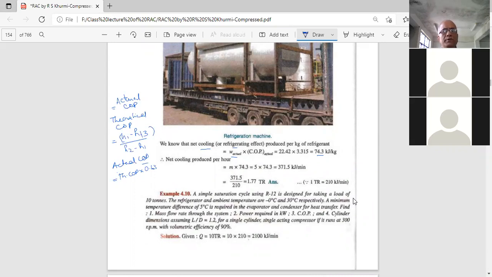And the flow of refrigerant is given as m equals 5 kg per minute. So if we multiply this flow rate with the net cooling effect, we get 371.5 kilojoule per minute, which gives us the net cooling power. And what is the tonnage? Net cooling power divided by 210, we know. Then this becomes 1.77 TR itself.